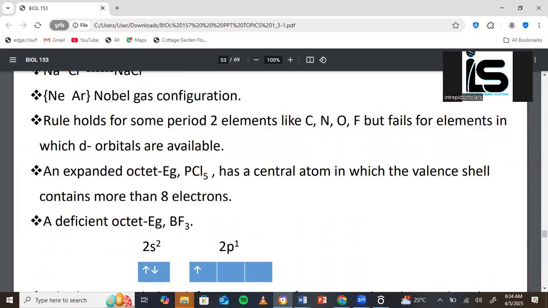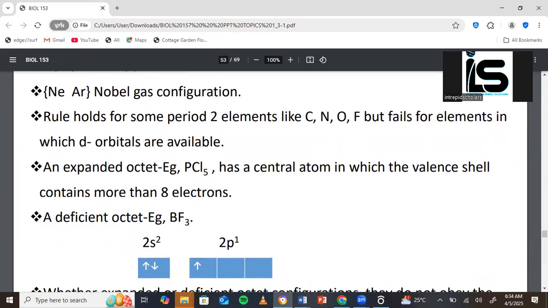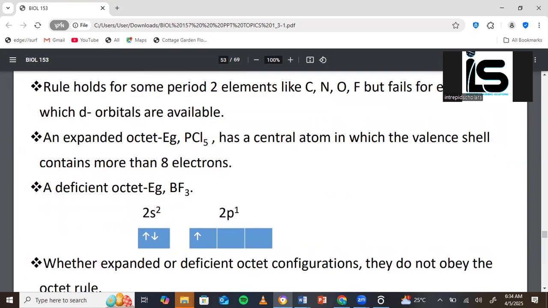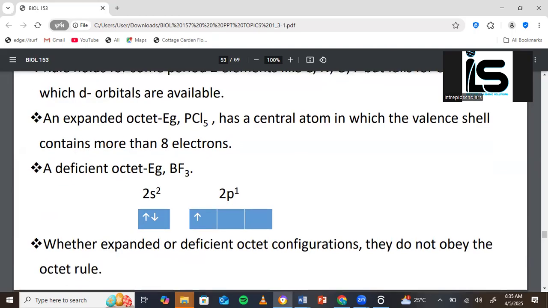Now we are saying that the octet rule holds for some period 2 elements like carbon, nitrogen, oxygen, fluorine, but fails for other elements. Let's take note of the exception, PCl5. PCl5 has an expanded octet; the P has more than 8 electrons. The octet rule states that the maximum number of electrons the atom shell can take is 8, right? Yes, but PCl5 here has more than 8 electrons in the outermost or valence shell. So that is one scenario.